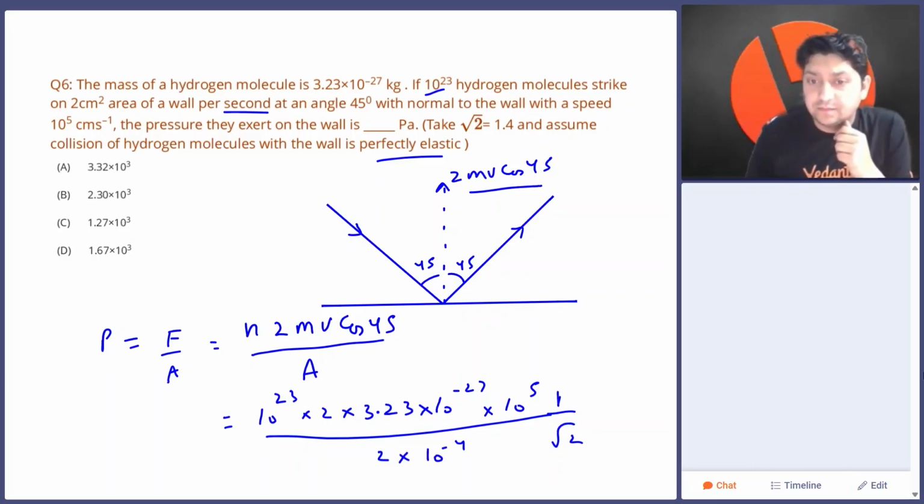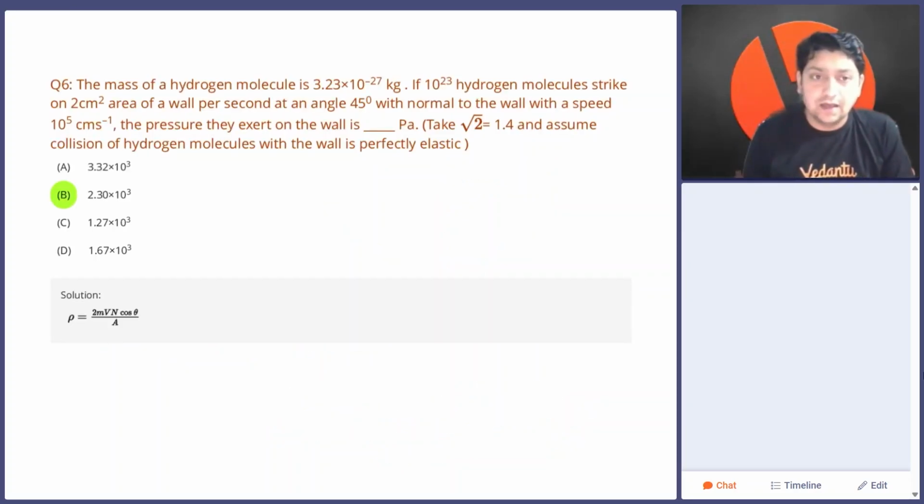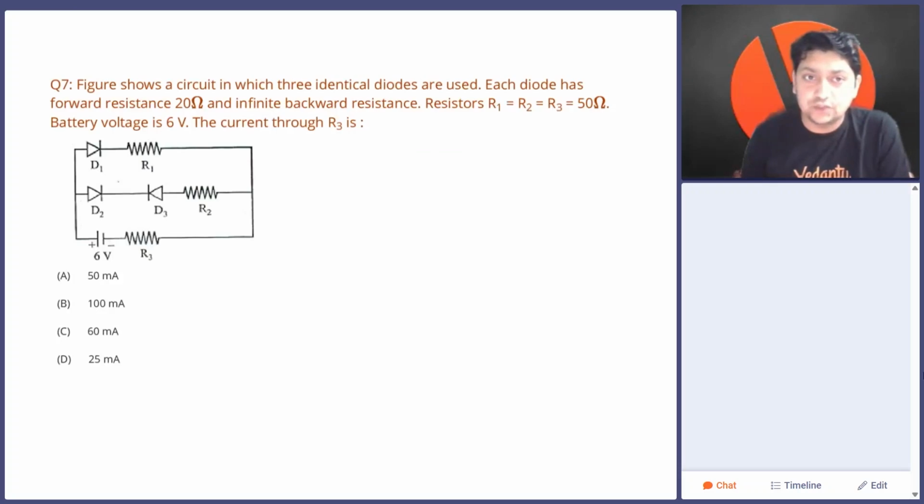Now that's it. We need to just calculate this, and after calculation we will get a result as 2.3 into 10 to the power 3, right? So this is the way of solving the question. Let's move to the next question.